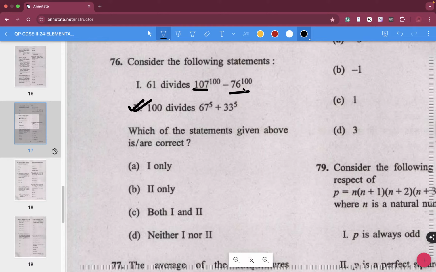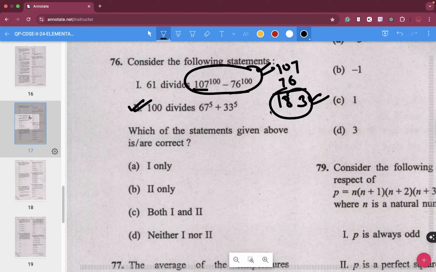The sum over here, 107 plus 76, is 183. This 183 will divide this particular number. Since 61 is one of the factors of 183, it will be divided by both 1 and 2, folks.